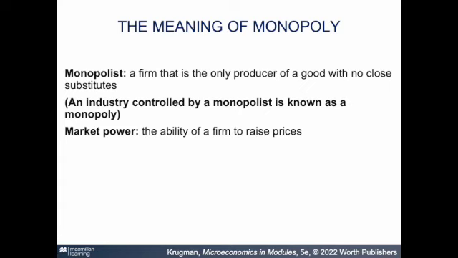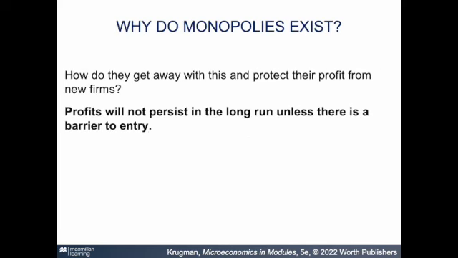The meaning of monopoly. Monopolist, a firm that is the only producer of a good with no close substitutes. An industry controlled by a monopolist is known as a monopoly. Market power, the ability of a firm to raise prices. Why do monopolies exist? How do they get away with this and protect their profit from new firms? Profits will not persist in the long run unless there is a barrier to entry.